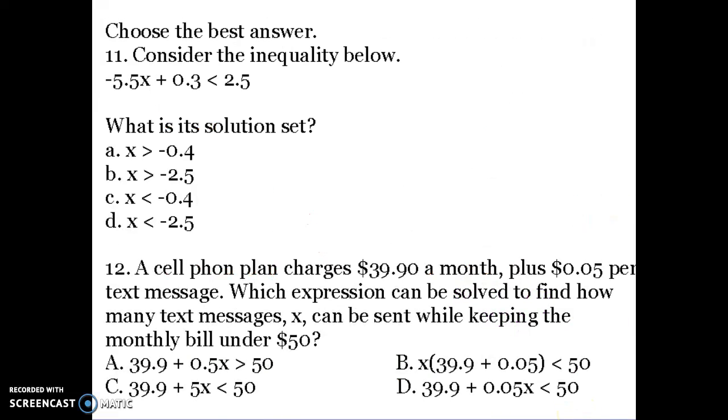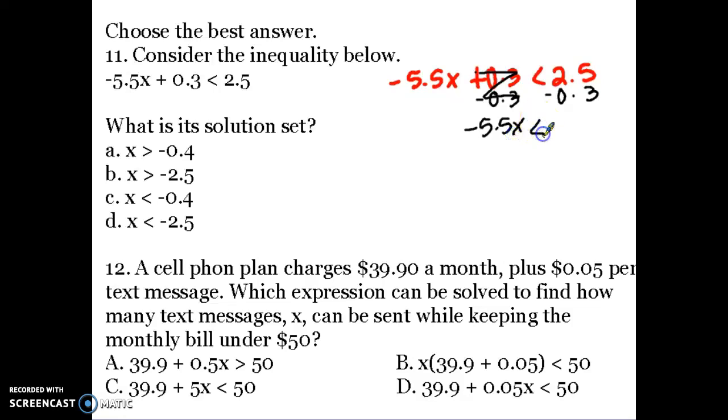Choose the best answer. Consider the inequality below. Negative 5 5/10 x plus 3/10 is less than 2 5/10. What is its solution set? So I'm just going to solve. Negative 5 5/10 x plus 3/10 is less than 2 5/10. First thing I'm going to do is subtract 3/10 from both sides. That cancels out, leaves me with 5 5/10 x is less than.